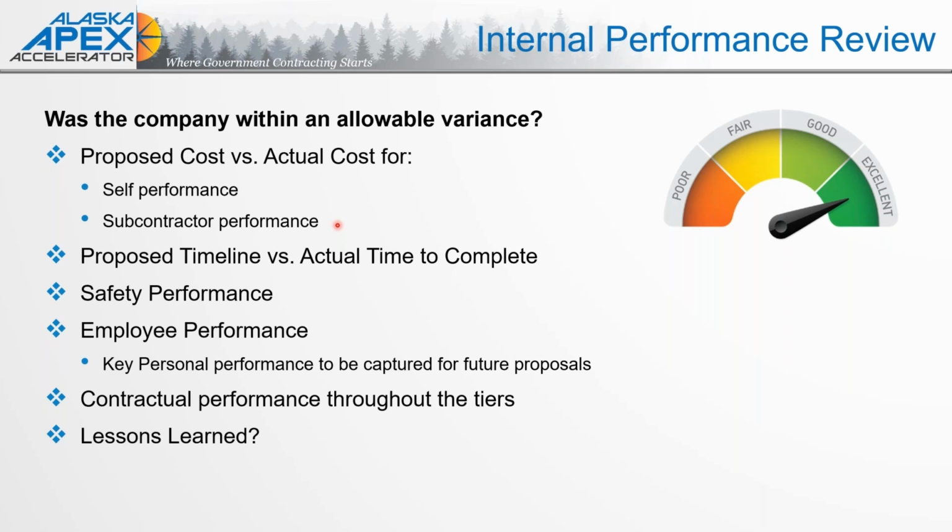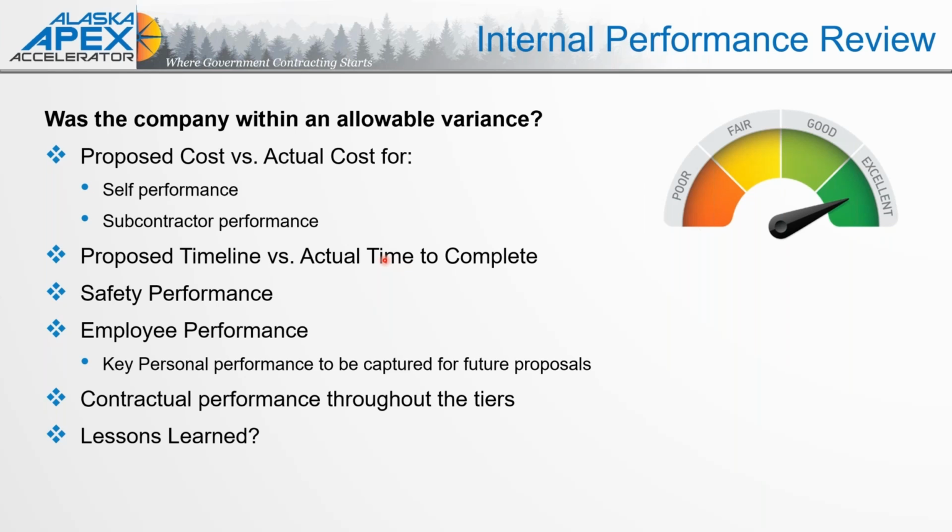Were they submitting invoices on time? Is their communication sufficient and timely? Those things that the agencies are going to be looking at, did you do that as well? So not only are we looking at proposed versus actual costs, but at your timeline, proposed versus actual as well. How did that fall into place?